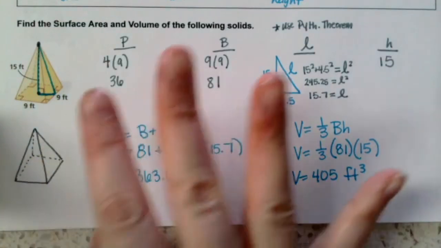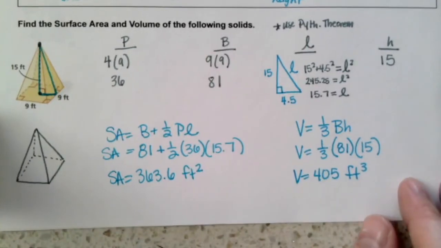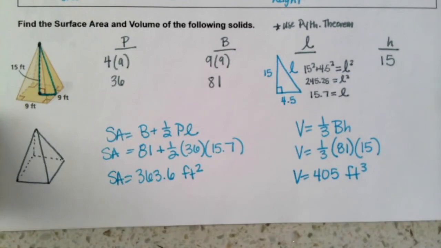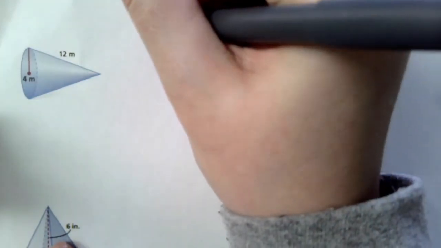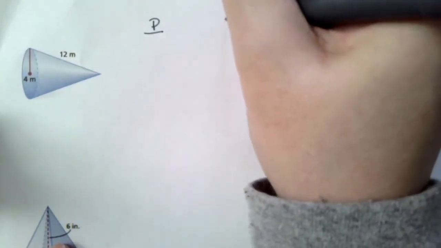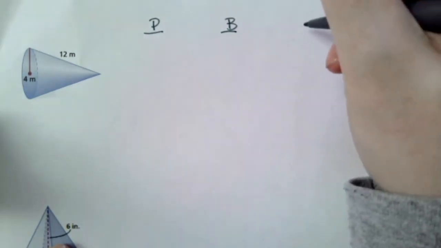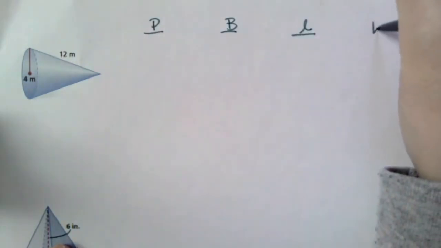So now make sure you pause this and have all this work down if you don't already, and I want to show you an example of a cone. So go ahead and pause it and draw this cone, and then come back. And I am again going to label my work, so perimeter, area, slant height, height.